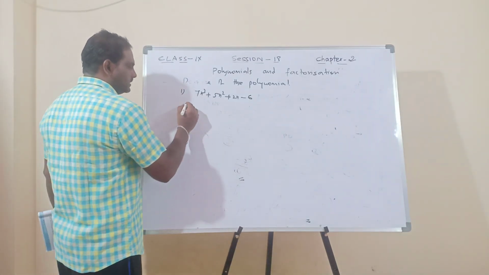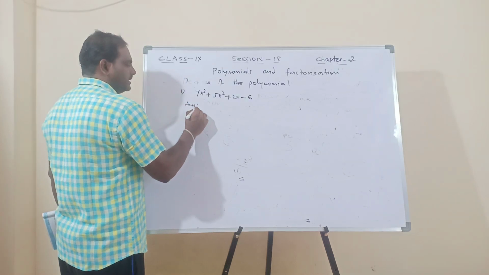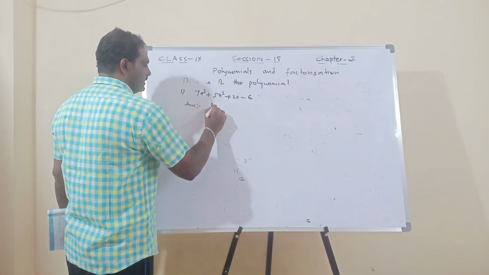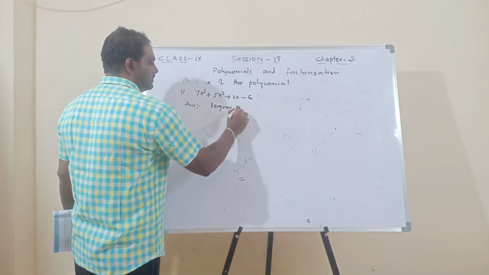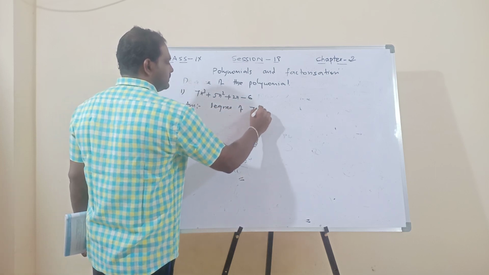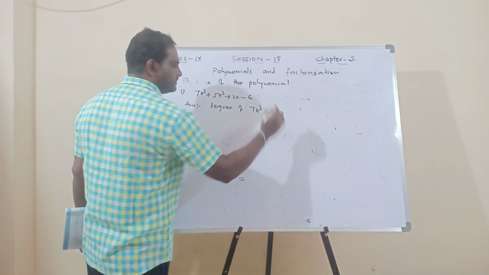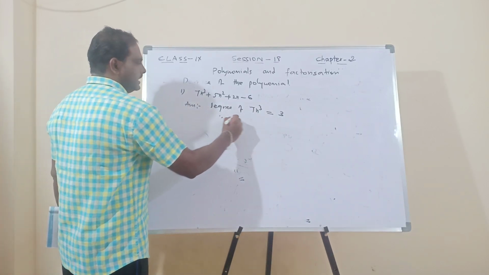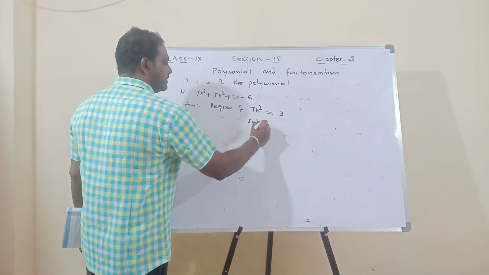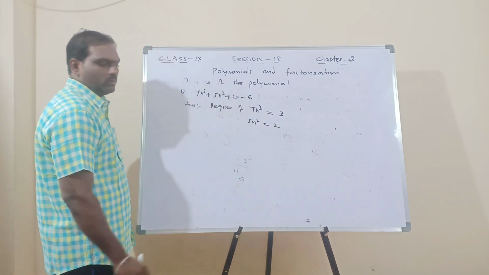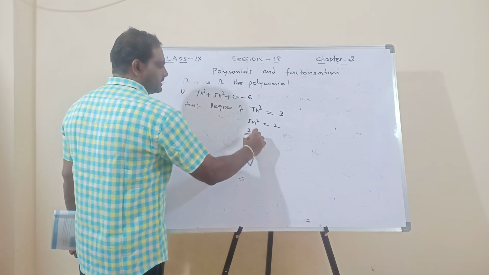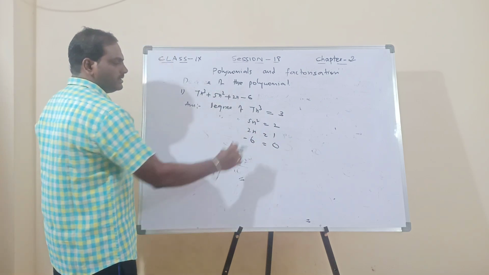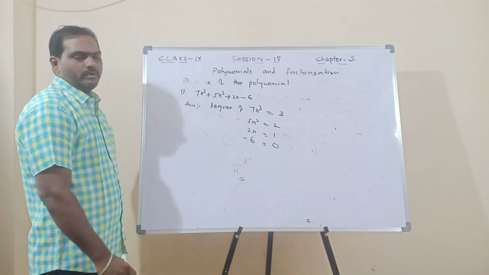So how to write? It's very simple. First, how many terms are there? 4 terms. So first, what you have to write is the degree of the first term. What is the first term? 7x cube is 3 because x power 3. Next, second one, degree of 5x square. What is it? 2. And the degree of 2x is 1 and the degree of minus 6 is 0. Why 0? 6 is a constant polynomial.